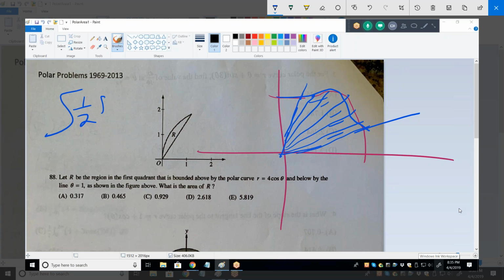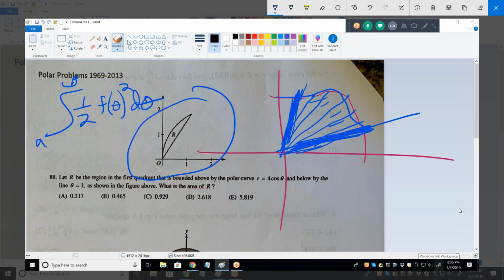So it's going to be f of theta. We know it's theta because it's polar. d theta. And we're going to go from that radial line to this radial line. We're going to call it alpha to beta. And that's the answer for area under a polar curve. Now, it's a little bit tricky, but not that tricky.